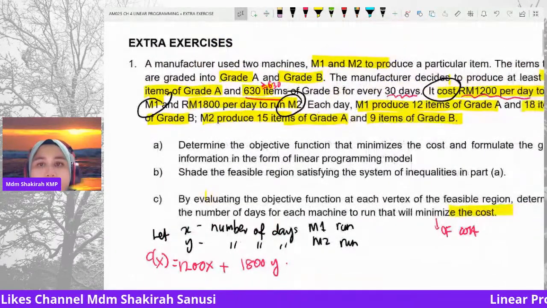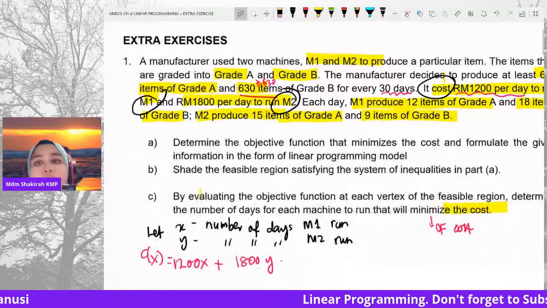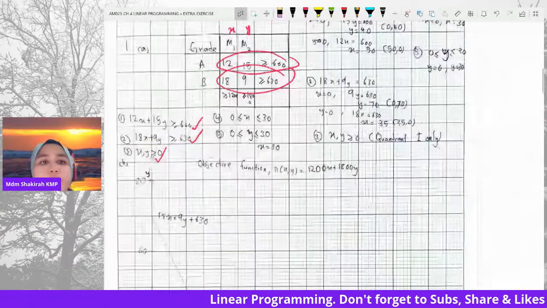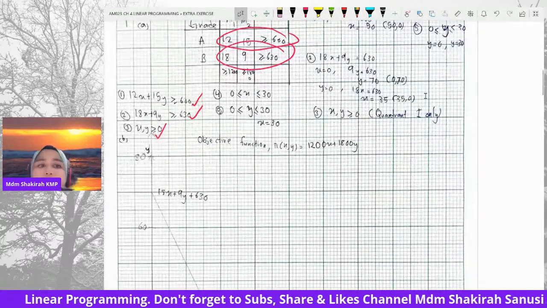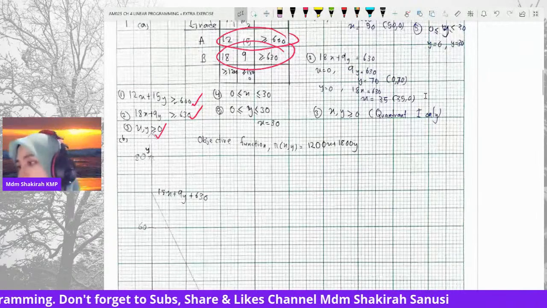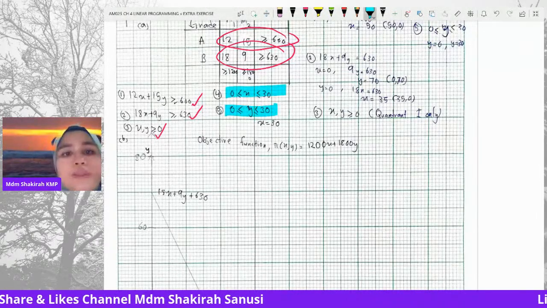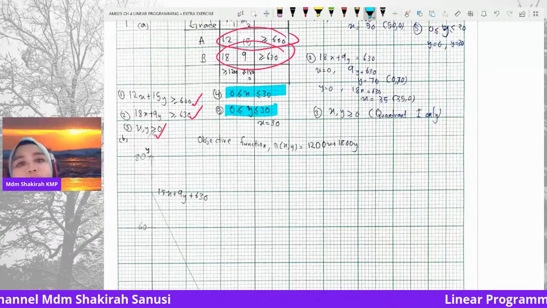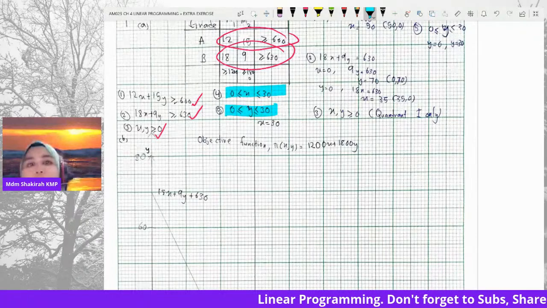For every 30 days. Okay. Production kita for every 30 days. So that mean kita ada this one, the blue one. X ada 30, okay, less or equal to 30. Y pun kita ada less or equal to 30. Okay, yang ni perlu tak kita letak kosong?